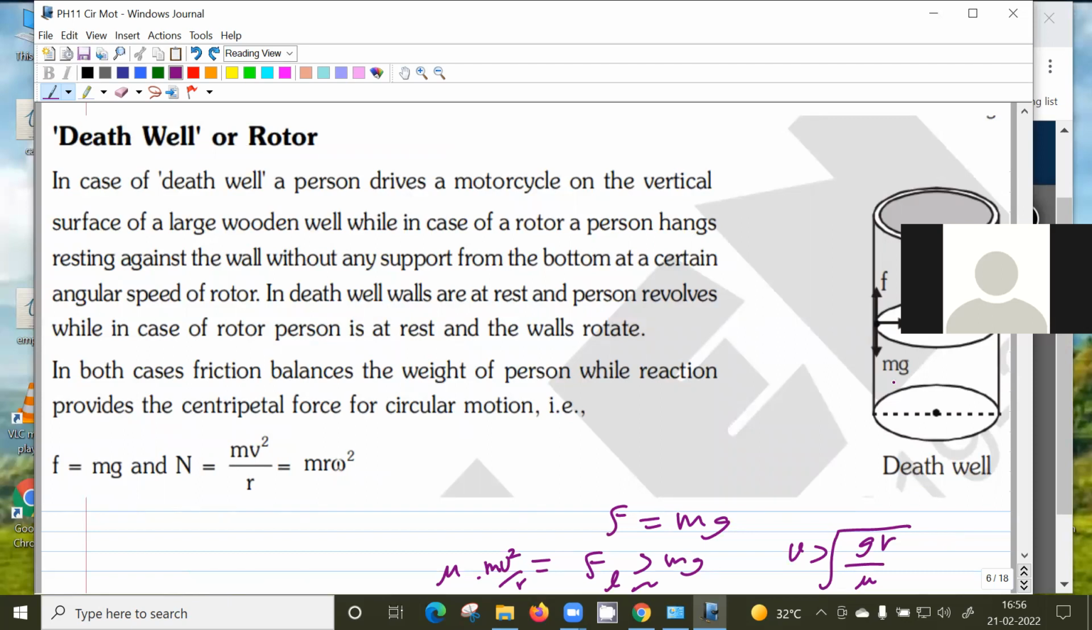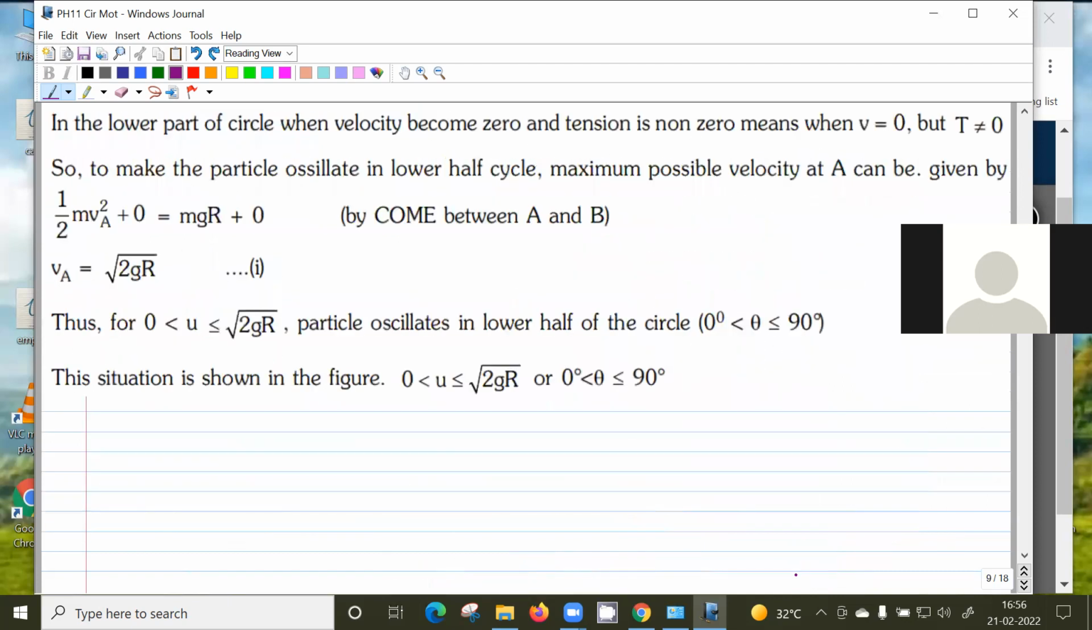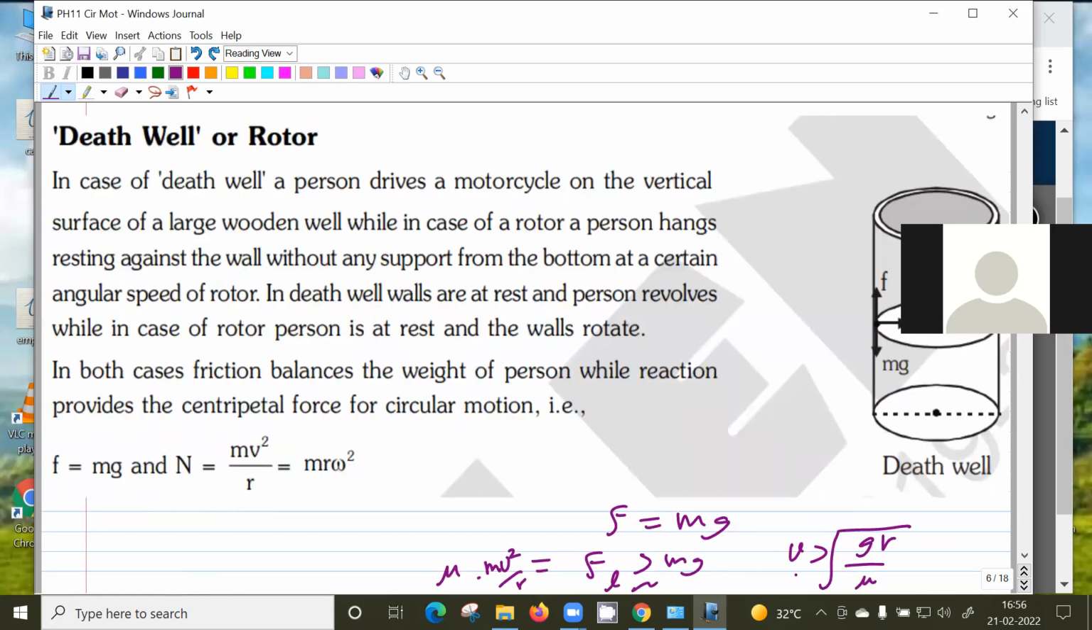It can be infinite. But in reality, if it goes very, very large, this drum will break because normal reaction is mv square by r, and the drum has a particular strength. But in a given problem like this, there is no limit on the maximum velocity, only on the minimum velocity. So next time I'll solve some problems based on this, so that it will become clear. Understanding theory is fine, but after that you have to solve problems. Only then you will remember.